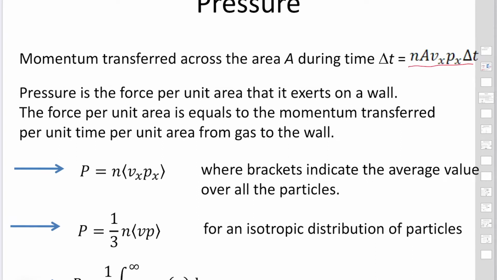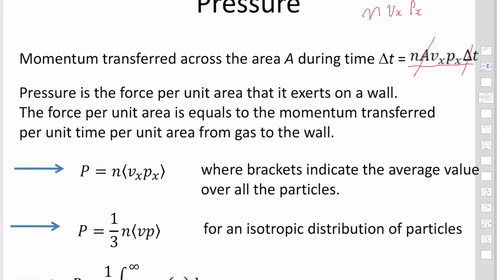Pressure is force per unit area, so we have to divide by A. So this is going to be cancelled. Then to find the quantity per unit time, you have to divide by delta t. So it becomes n v sub x p sub x.